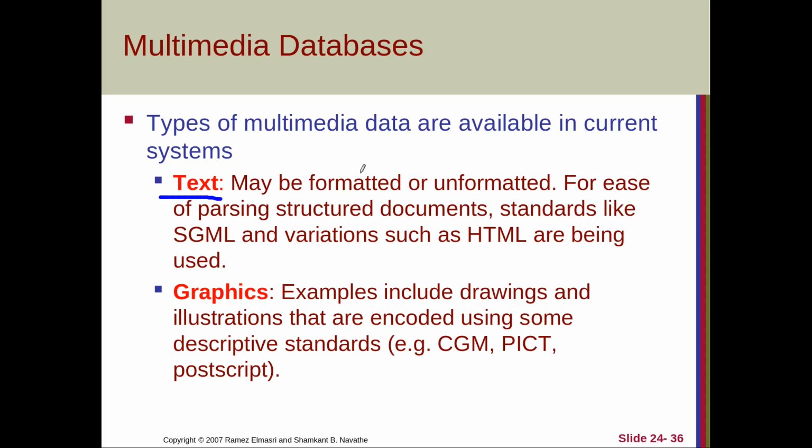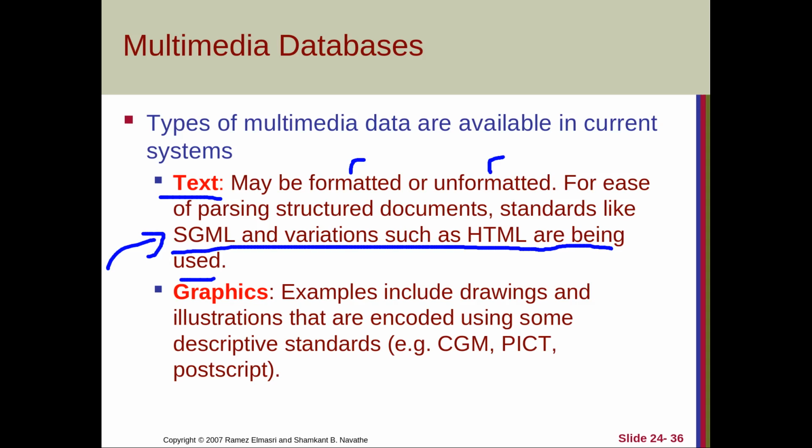Text data may be formatted or unformatted. For ease of parsing structured documents, standards like SGML and variations such as HTML are being used. So there is normal text, formatted text and unformatted text. What is the difference? A PDF document can be considered as a text document. Similarly, a document represented using some HTML web design model.